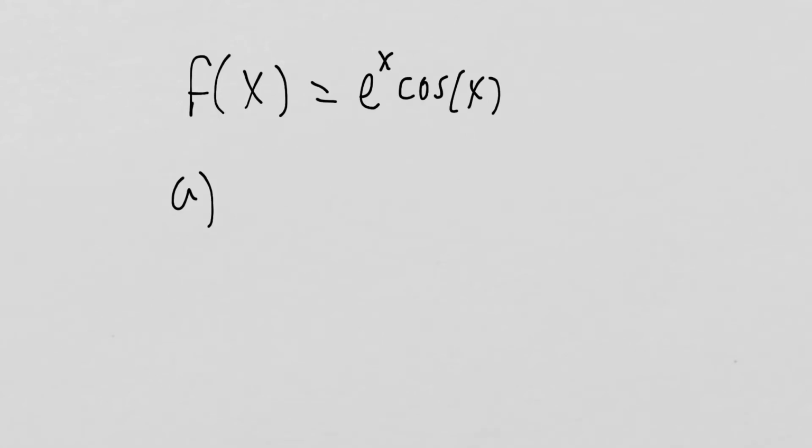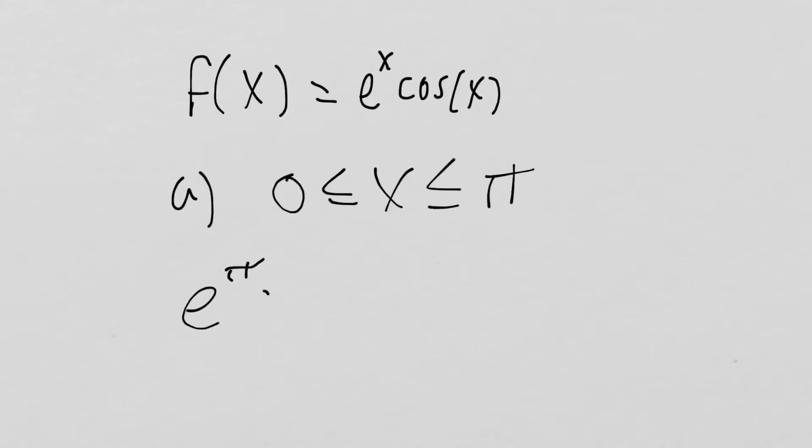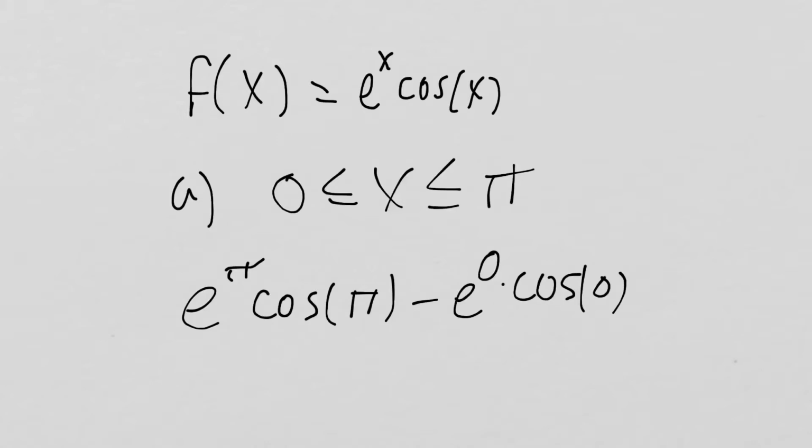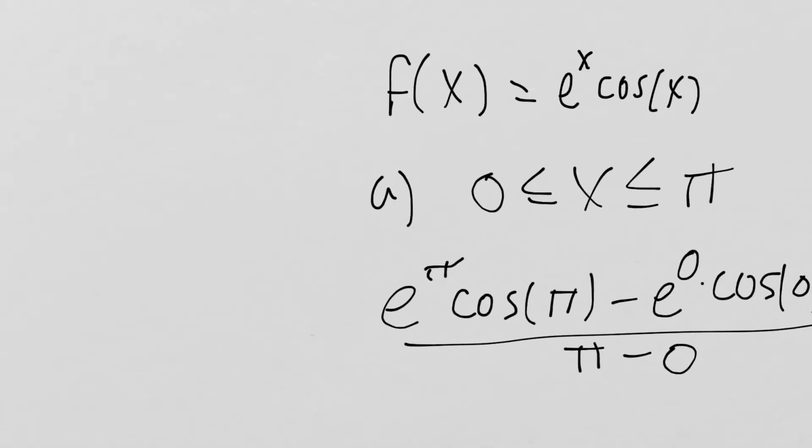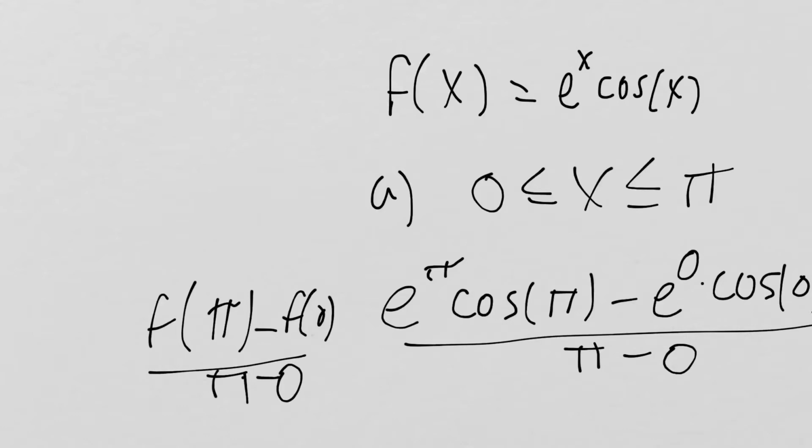Okay, f of x equals e to the x times cosine x, and we want to find the average rate of change from 0 to pi. So we're just going to plug in. We have e to the pi times cosine pi minus e to the 0 times cosine 0 over pi minus 0. This is just, we would say, f of pi minus f of 0 over pi minus 0. This is our average rate of change formula.